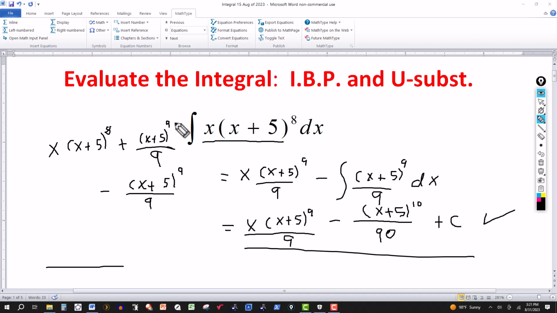And notice these are opposite here. (x plus 5) to the 9th over 9, and (x plus 5) to the 9th over 9, and this is a minus here, so these cancel out. And I'm left with x times (x plus 5) to the 8th. So this one checks out.